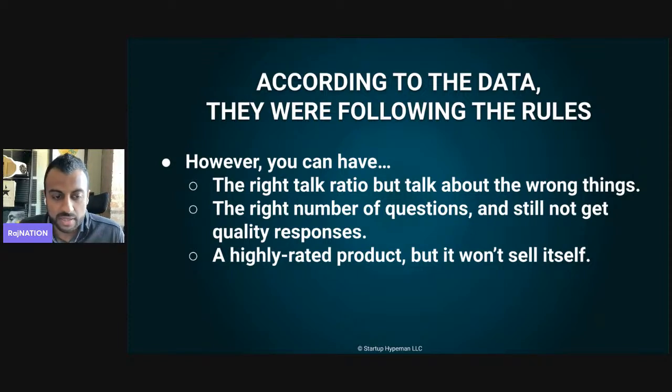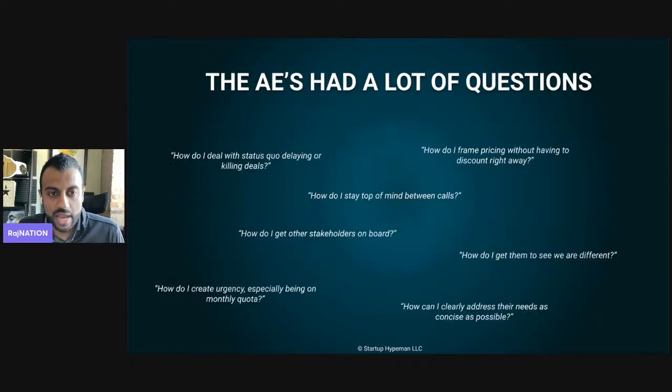So that said, that's what was going on. And on top of that, their sales team, their AEs, their account executives, had a lot of questions, right? I've got status quo delaying or killing deals entirely, or I'm having to discount right away. How do I frame the pricing better? I'm dropping off in between calls. How do I stay top of mind? How do I get other stakeholders on board, right?